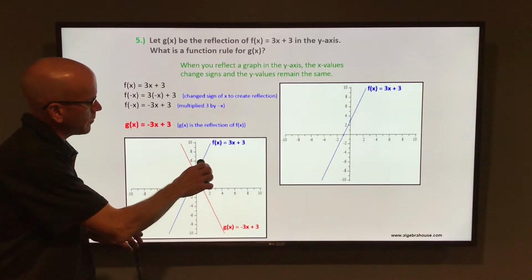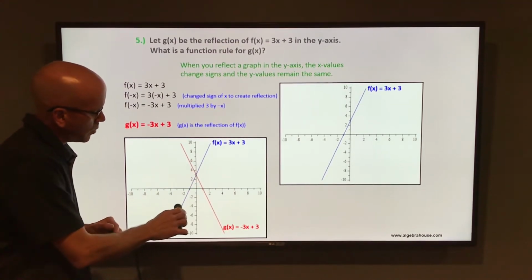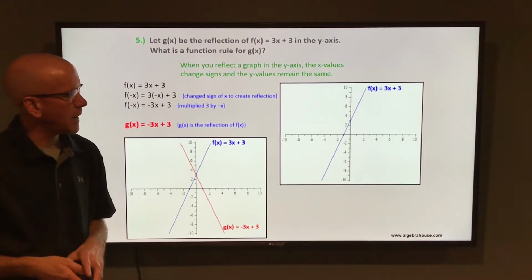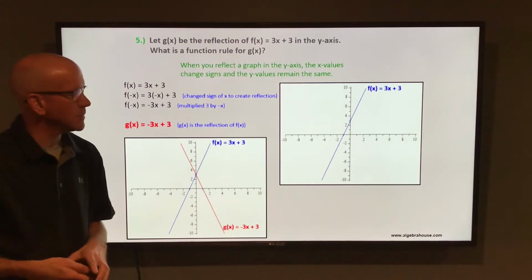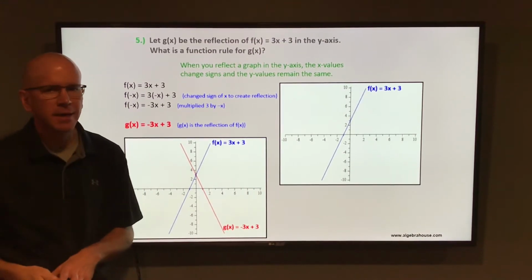So once again, from blue to red, the x values change from positive to negative, or down here from negative to positive. When you make a reflection over the y-axis, the x value changes signs. So if you had f(x) = 3x + 3, it's now g(x) = -3x + 3.